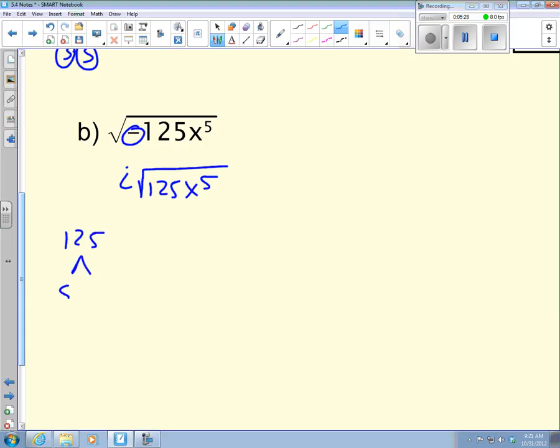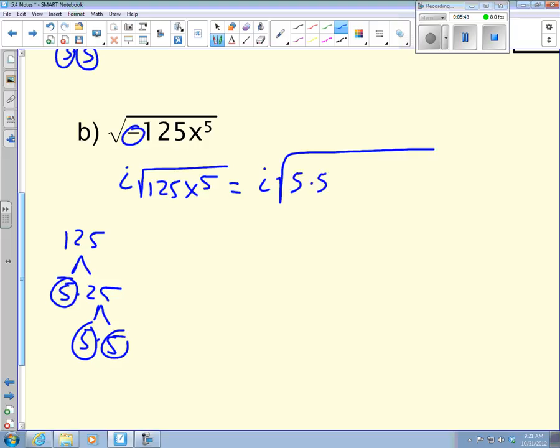125, breaking it down as 5 times 25. 5 is prime. And then 5 times 5, these are also prime. So the way I'd write this problem is i times the square root of 5 times 5 times 5, x to the fifth. Well, that's an x squared times an x squared times an x. 2 plus 2 plus this 1 right here equals 5, so that's x to the fifth.